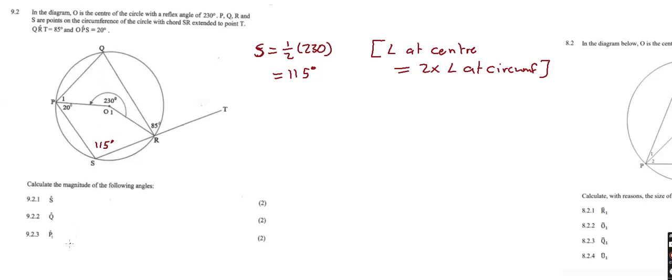But Q now, which is the next question, is opposite to S. We know that Q plus S should be equal to 180 degrees. And the reason for this is opposite angles of a cyclic quad.